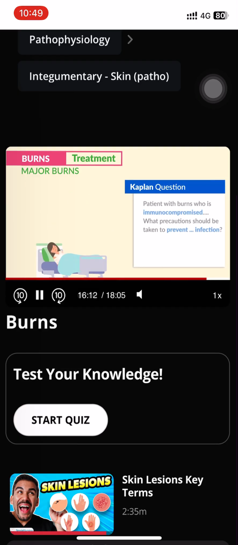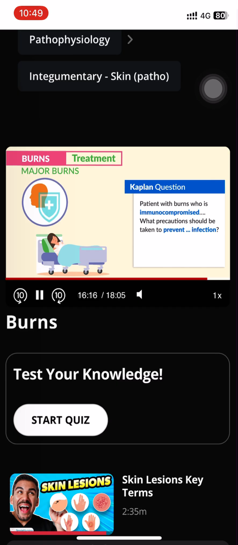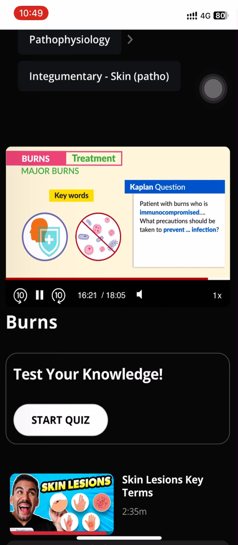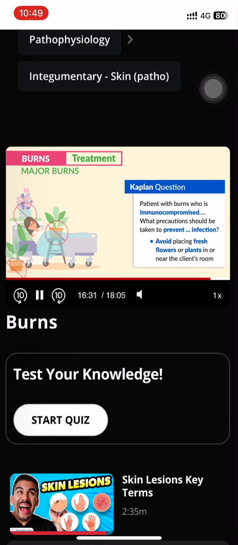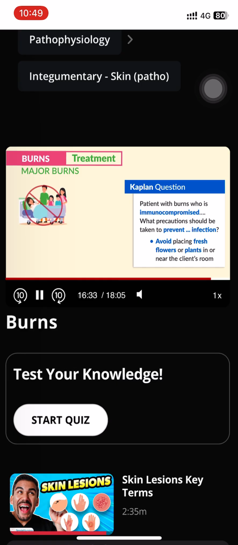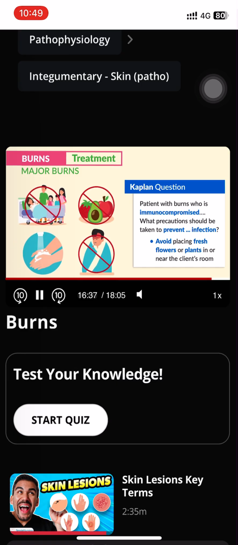So Kaplan mentions, a patient with burns who is immunocompromised, what precautions should be taken to prevent infection? Now, the key words here are immunocompromised and prevent infection. So avoid placing fresh flowers or plants in or near the client's room. Yes, we always want to avoid crowds, fresh fruits, and all the typical stuff for clients who are immunocompromised to prevent infection.